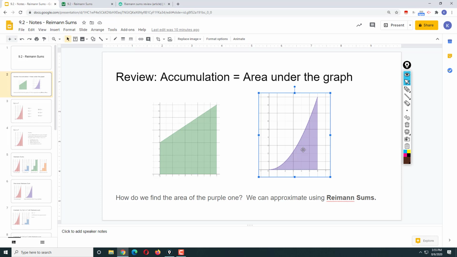For example, an approximation for $1.99 is $2. Like 1.99 is about $2. And the area under this curve is about a certain number that we can figure out using Riemann sums.